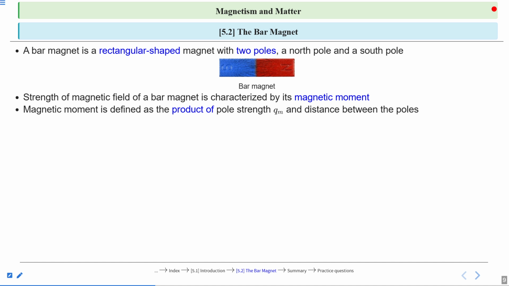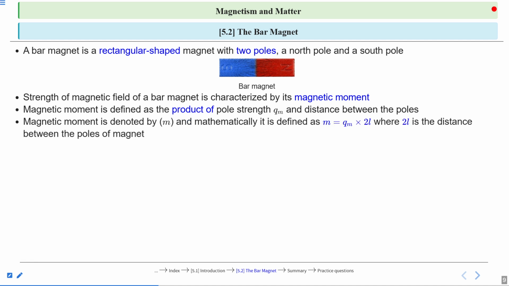What was the electric dipole moment? Product of charge and distance between the poles. Now this is the product of pole strength Qm and distance between the poles. So magnetic moment is denoted by M, and mathematically it is defined as M equal to the product of pole strength Qm into 2L, where 2L is the distance between the poles of the magnet.